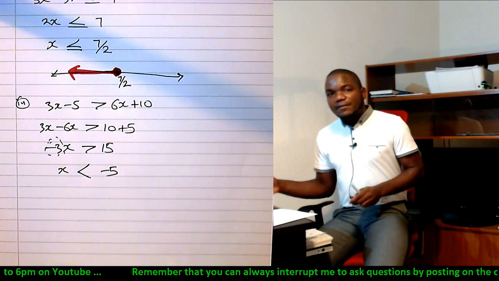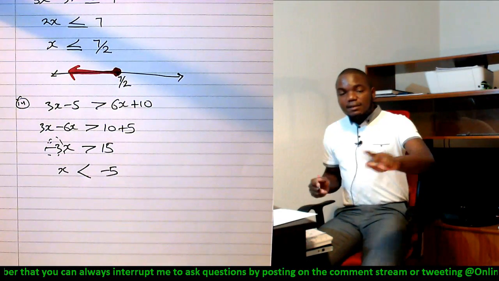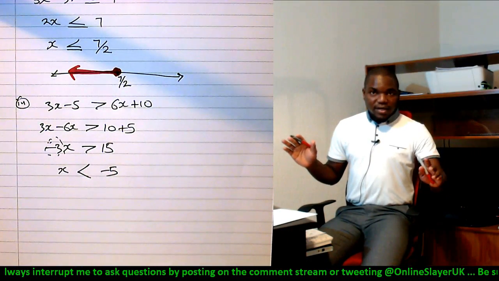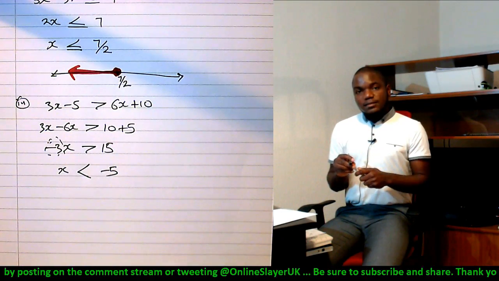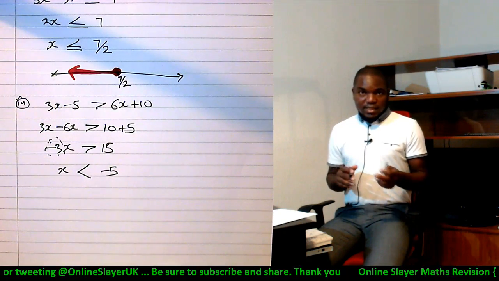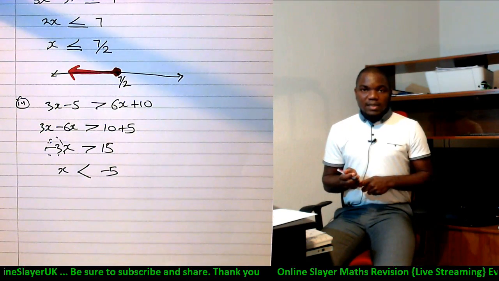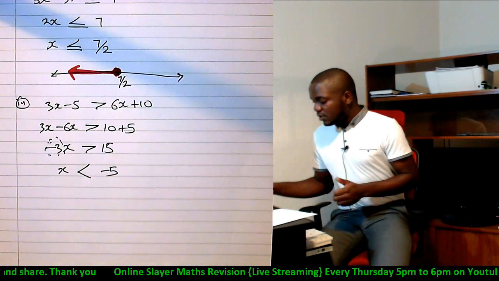Because if you ever have to multiply or divide both sides by a negative number, the sign must flip over. Okay, that's only for multiplication or division by a negative number. If you're adding or subtracting a negative number, it's got absolutely nothing to do with the sign. I mean, with the inequality sign.